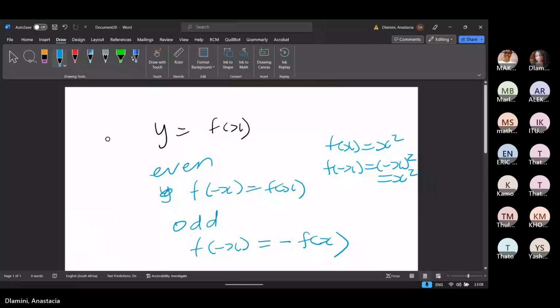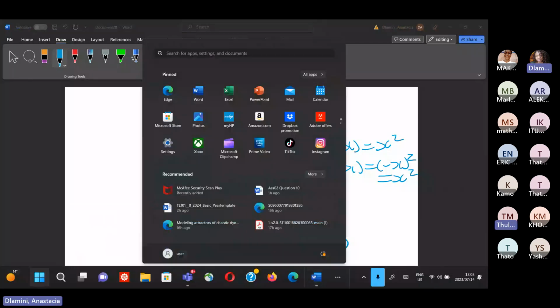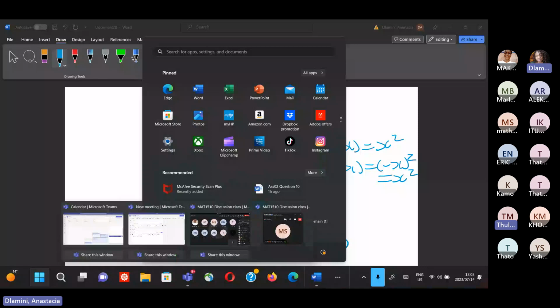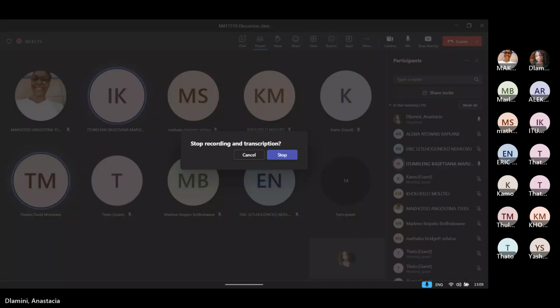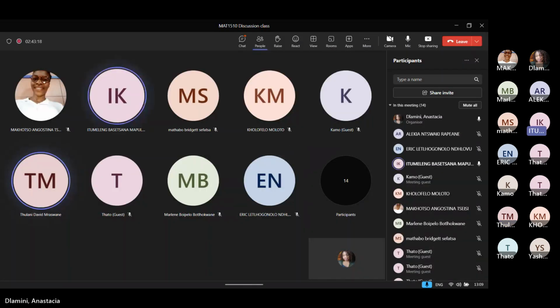Ma'am, can I ask something? I keep hearing you mentioning page numbers. Is there a prescribed book? Yes. I don't have a book. You have to buy it. You need to make sure of the name of the book. It's under additional resources, under prescribed book, and also in the tutorial letter. The one by Stewart, and there are 3 authors. Yes, that one.